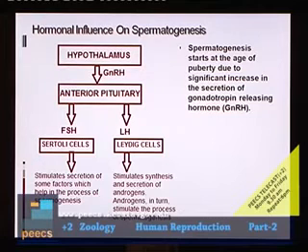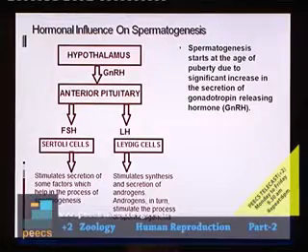And this gonadotropin releasing hormone will act on the anterior pituitary. Then what happens? You can see here in this flow chart, the anterior pituitary will produce 2 sets of hormones. One is FSH and the other is LH. FSH is follicle stimulating hormone. What is LH? LH is luteinizing hormone.